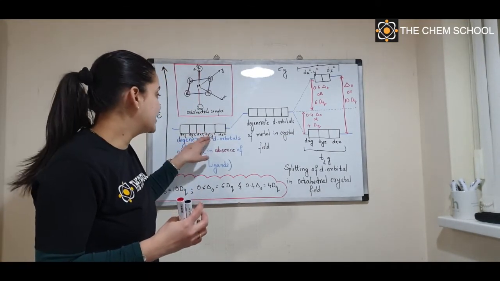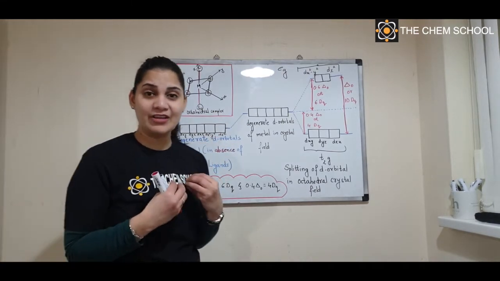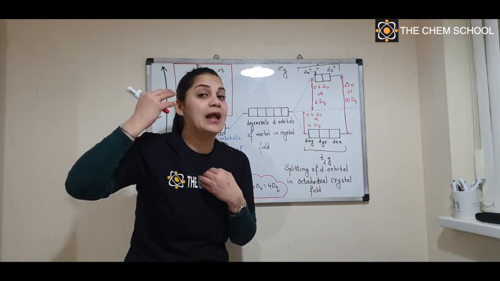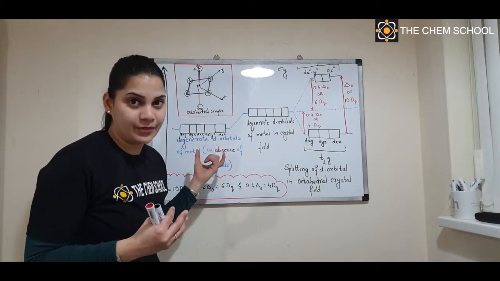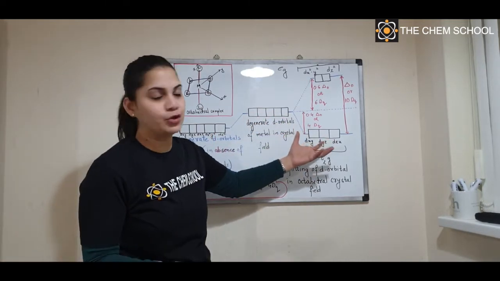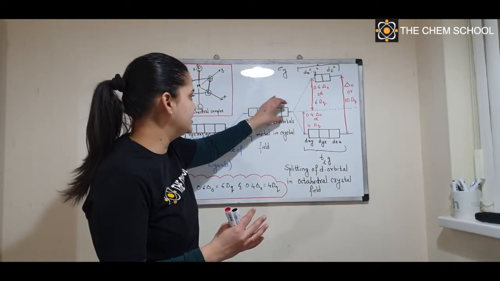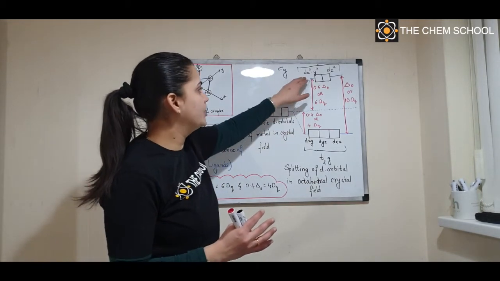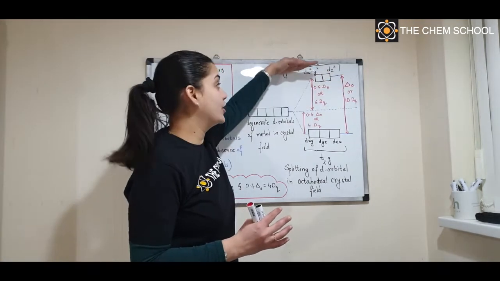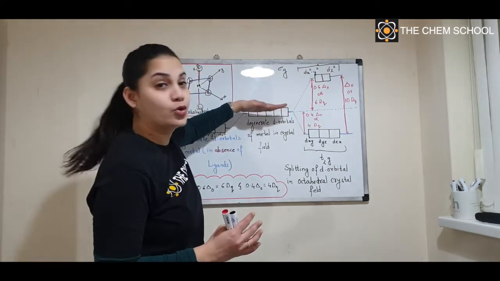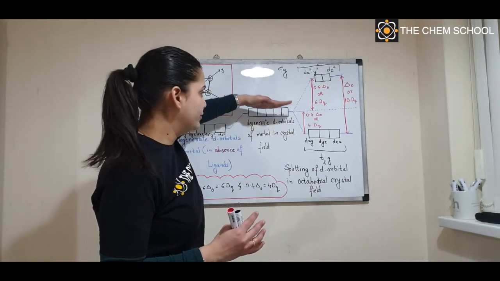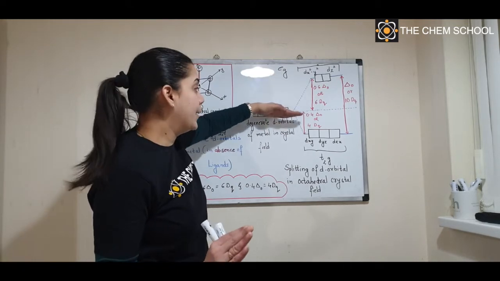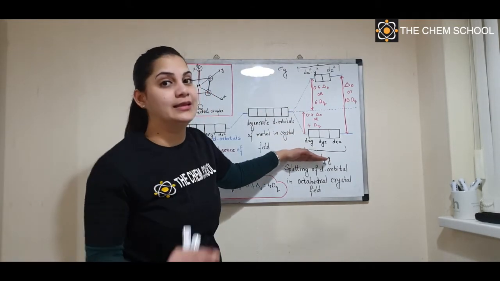That is, the dx square minus y square and dz square are facing more repulsion, and therefore they will be higher in energy compared to the first 3 orbitals. That is nothing but your splitting. You can see very clearly that if this is the energy of your degenerate d orbital, your dx square minus y square and dz square, that is your eg, is higher in energy compared to this. Yes or no? So if this is the benchmark, the energy of eg is definitely more, and compared to this, the energy of T2g is less.